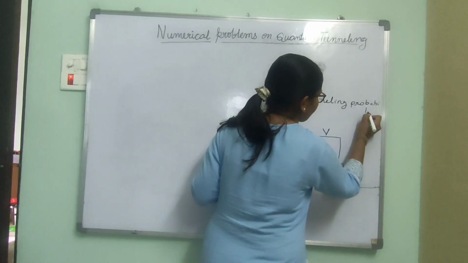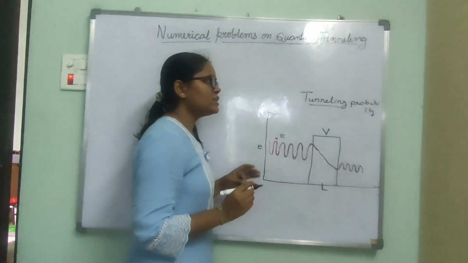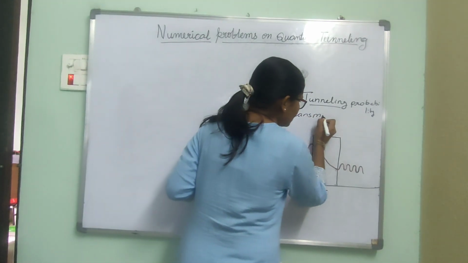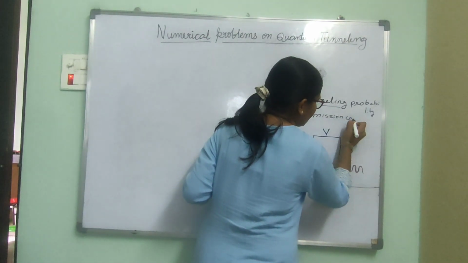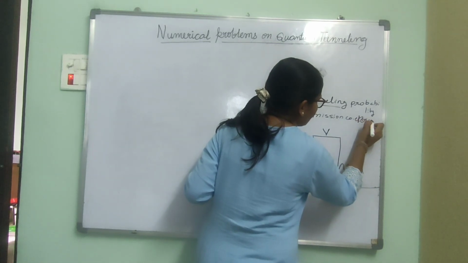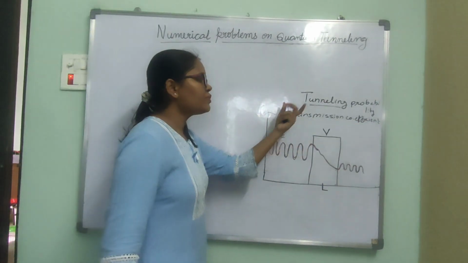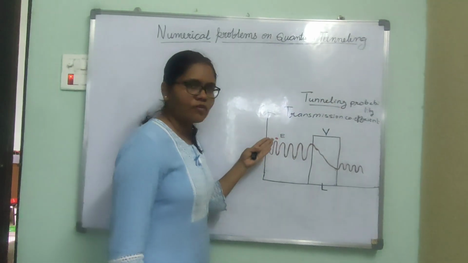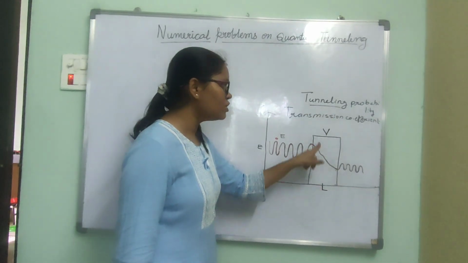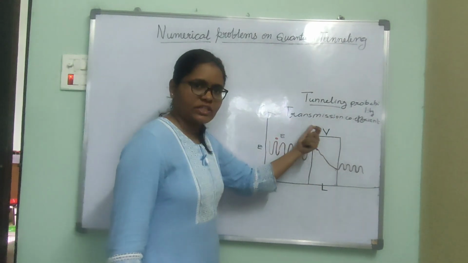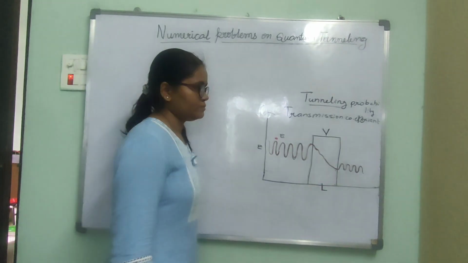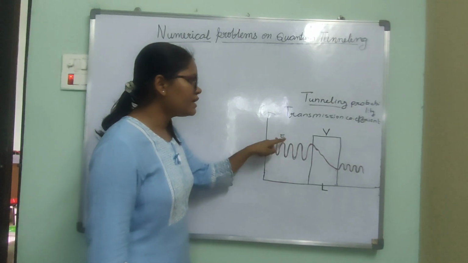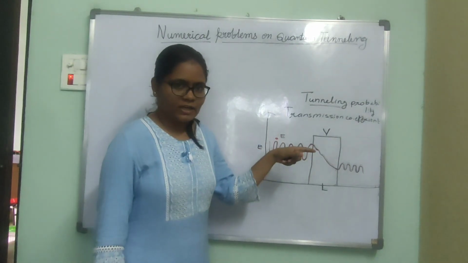By the way, this tunneling probability is also called transmission coefficient. Actually, transmission coefficient is the parameter by which you can measure the tunneling probability of any particle through a potential energy barrier of height V and width L. Sometimes they can give you the tunneling probability of the particle and ask you to find the energy of the particle.